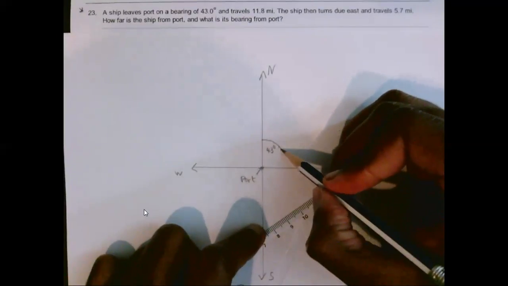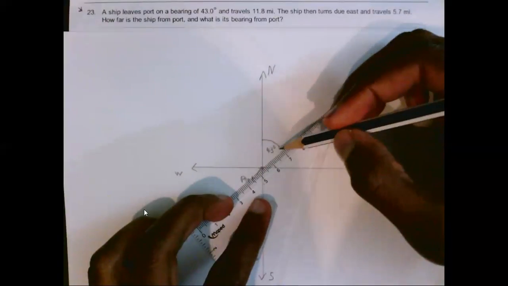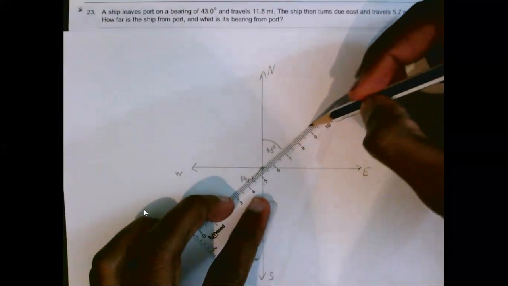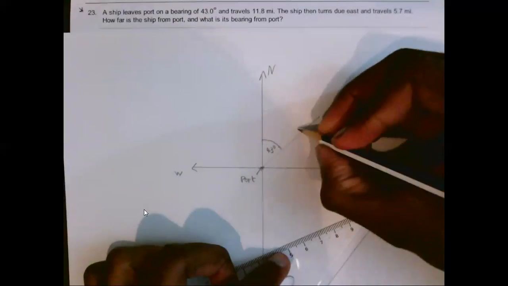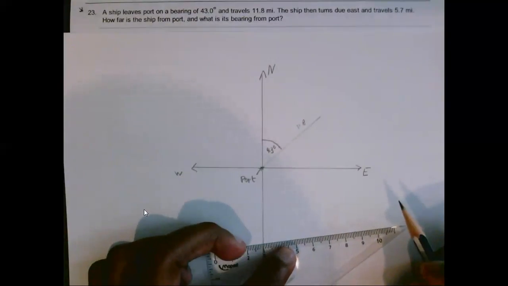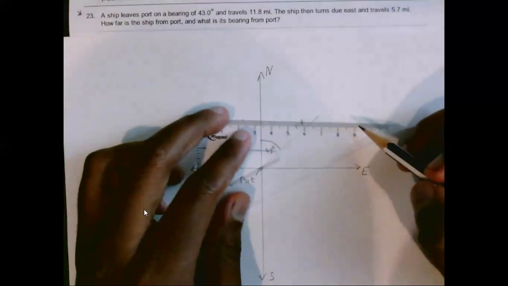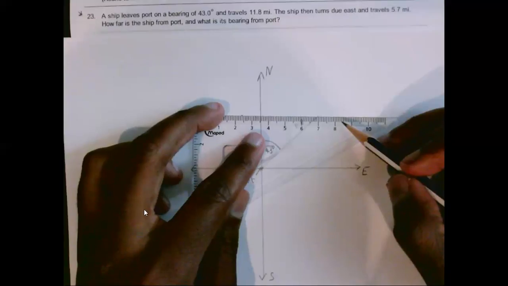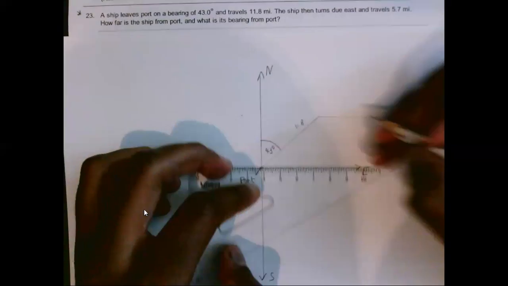11.8 miles. So it traveled that distance from the port, 11.8 miles, and then it turns due east, meaning that it turns to the right, straight to the right. So it goes to the right on the east side and it travels 5.7 miles. So the question is, how far is the ship?